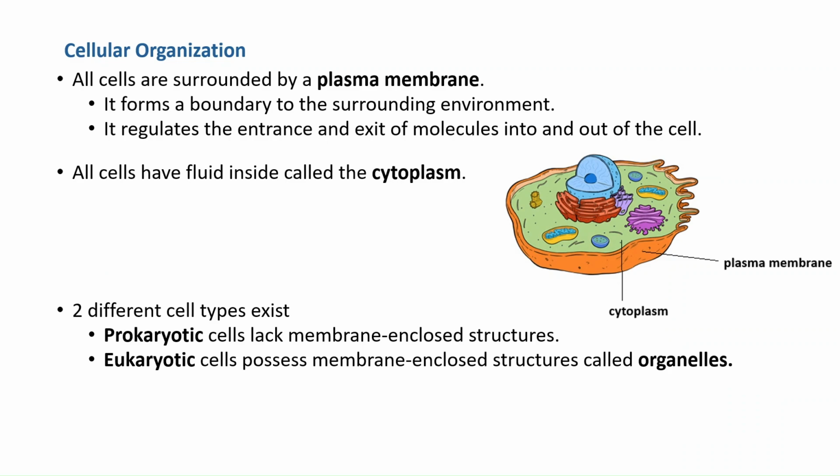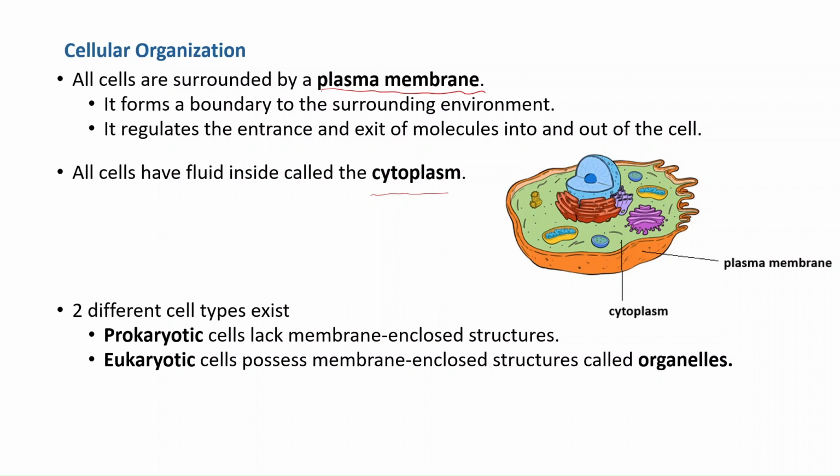So basically, all cells are surrounded by a plasma membrane. That's what wraps the whole cell. It's a boundary to the surrounding environment. So the major function of the cell membrane is to control what comes into the cell and comes out of the cell. We're going to have a whole chapter on that, so don't worry about it yet. Inside the cell, you have the cytoplasm. And in the cytoplasm, you're going to have organelles. We'll talk about that in a moment.